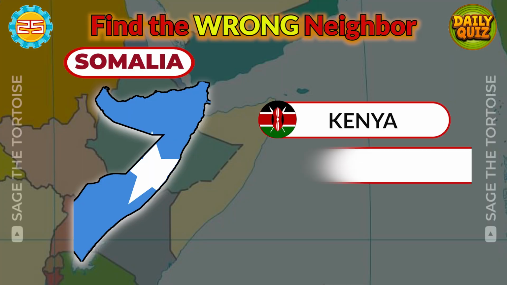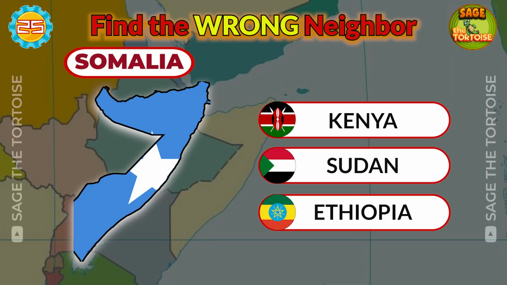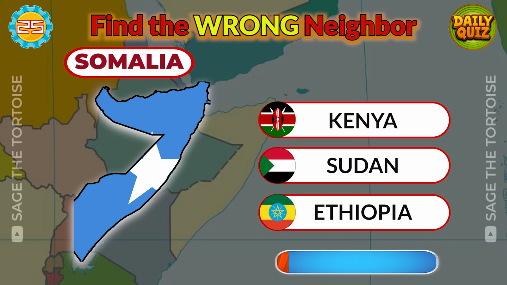Somalia borders Kenya, Sudan, and Ethiopia. Which one is wrong? The answer is Sudan.